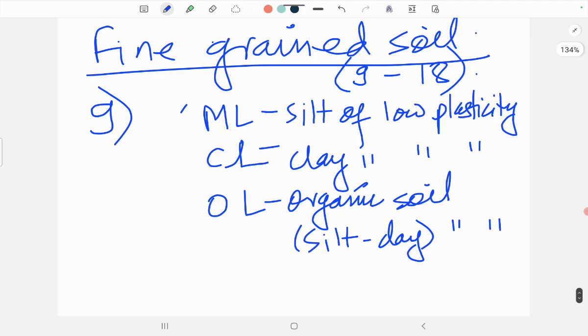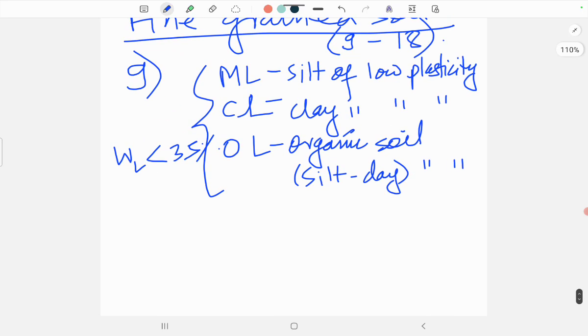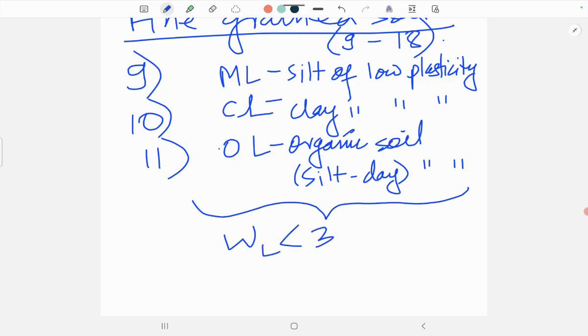And all these have liquid limit that's less than 35%. This is number 9, 10, and 11, and all these have liquid limit less than 35%.